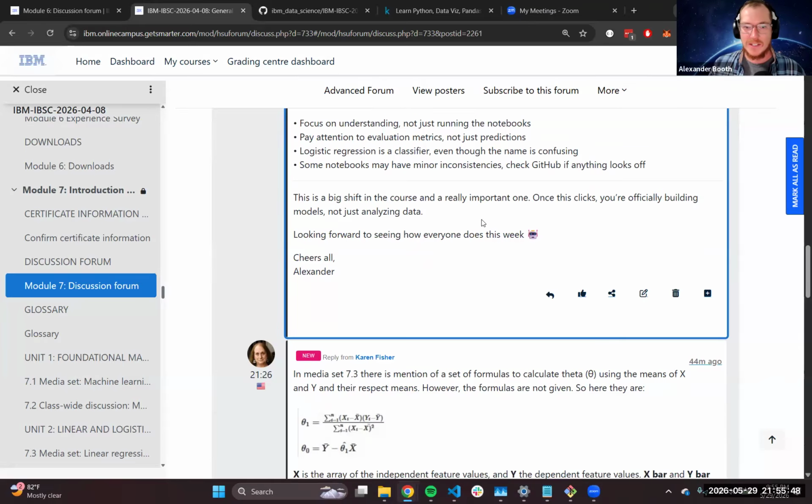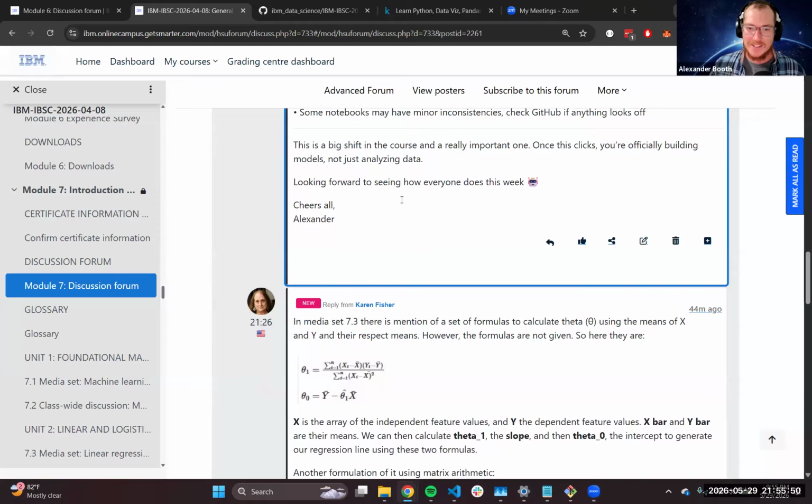Big shift in the course. Once this clicks, you're actually building machine learning models, not just analyzing data. I think we'll also tie this back to machine learning as part of the wider data science responsibilities in the data landscape, right? We don't just do machine learning for the fun of it. How do we tie those predictions back into dashboards and decision making? How do we tie it back to the input data, all the way in the left of the pipeline, going back to garbage in, garbage out?